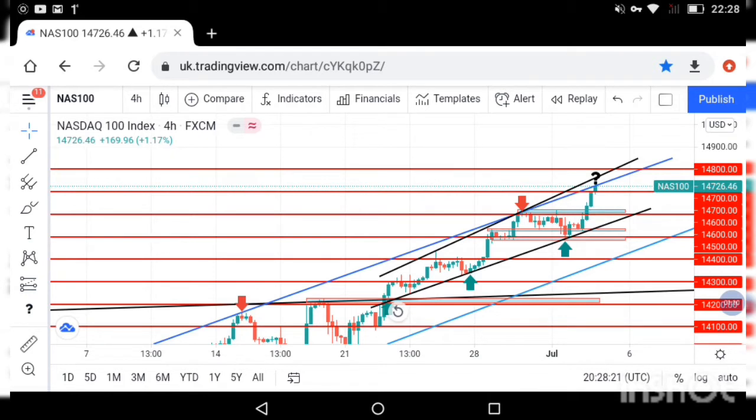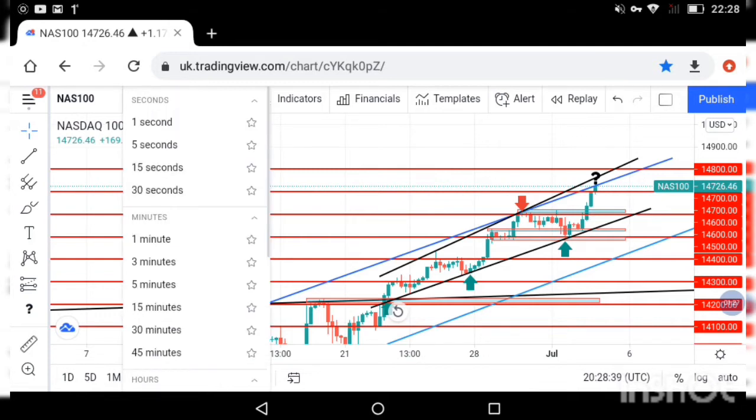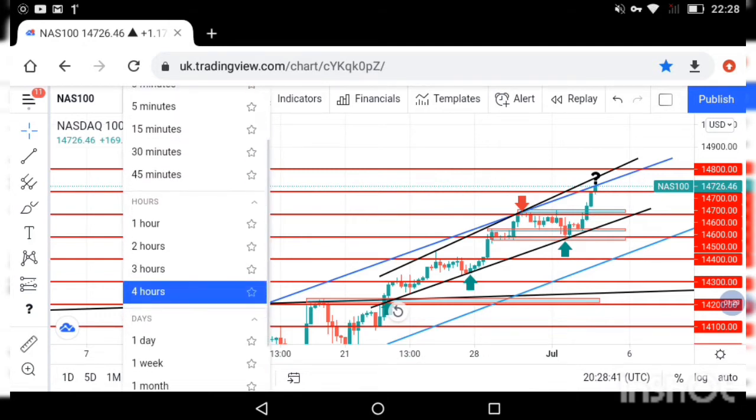We are at a key level on the blue trend line, so we will see how the market will react. If the market closes above this line on the 4-hour time frame, then it means the market will continue higher. So now let's go down to the smaller time frames. Remember, looking at the structure, we know that we are on an uptrend.